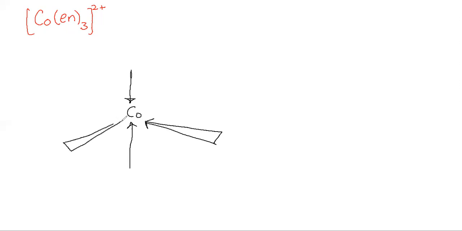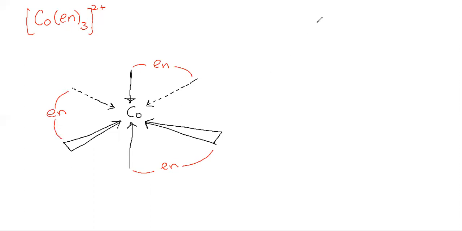This is how we show 6 dative bonds. So if we represent this En like this, one En is here. En is a bidentate ligand. The other En is here. And the third En is here.